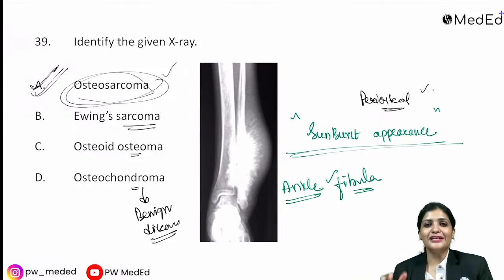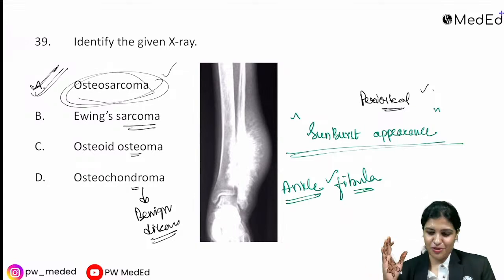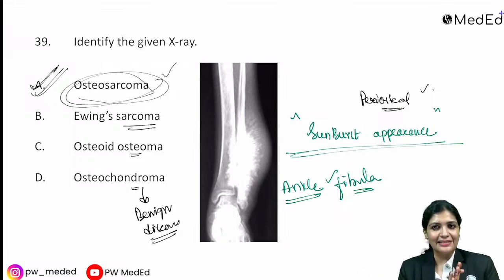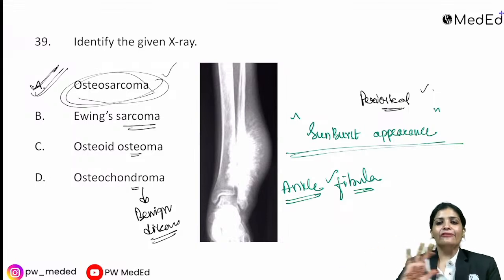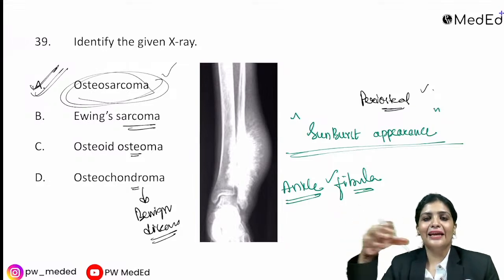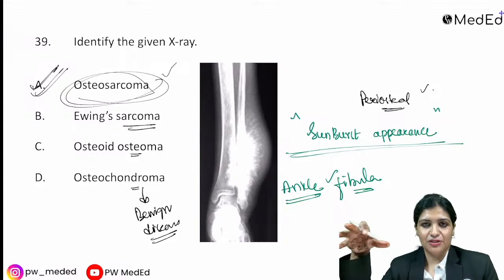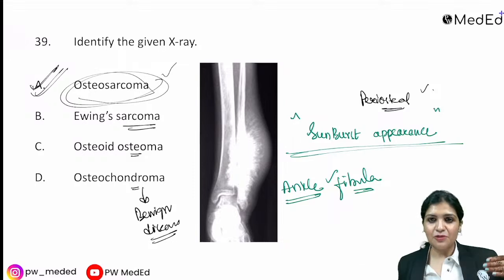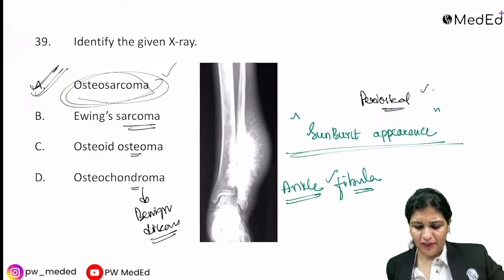This is a periosteal reaction along the Sharpey's fibers, that is your osteosarcoma. Sometimes they will even claim that it is along the blood vessels too. So Sharpey's fiber is the best answer, next is your blood vessel. So new bone formation along the Sharpey's fibers or the blood vessels takes up the shape of a sunburst appearance. So that is osteosarcoma. Very good.